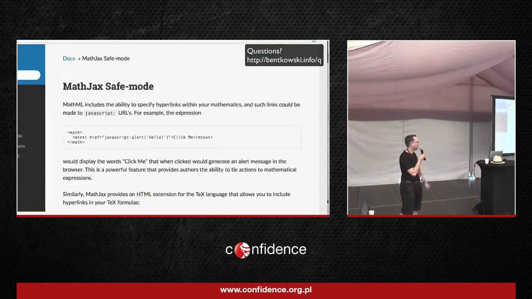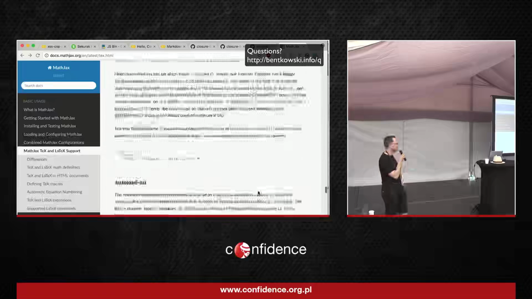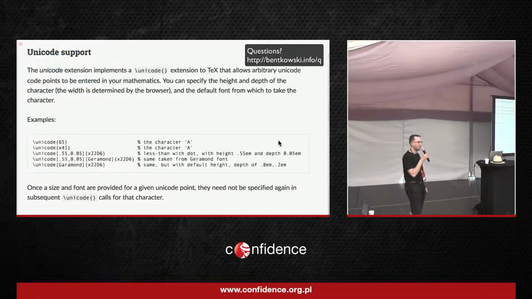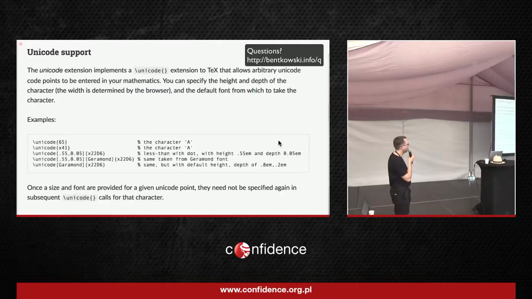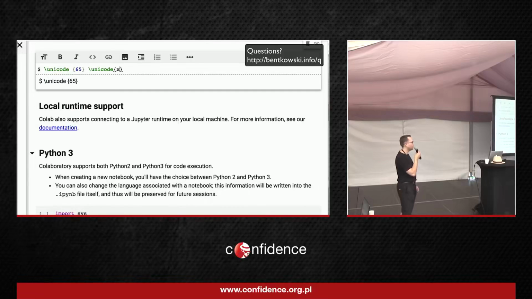But I just went back to the documentation, and I just tried any non-standard LaTeX macro. And then I noticed a macro called unicode. It is a very simple macro. You can just use the Unicode code point of a character, either in decimal or in hexadecimal. So let's have a look how it works. I use the unicode of 65 and then unicode x41.